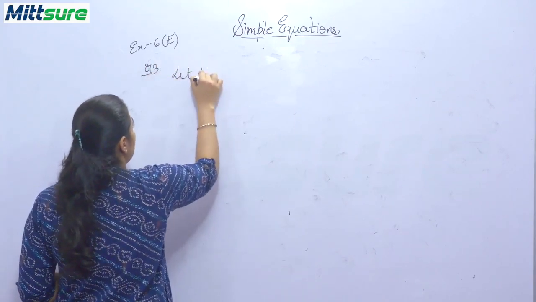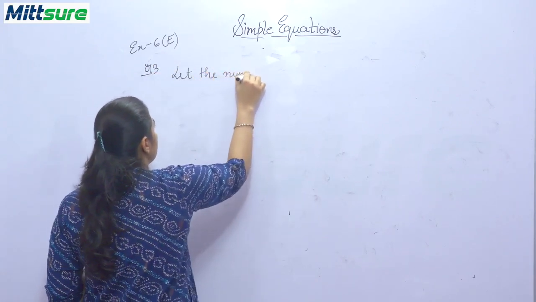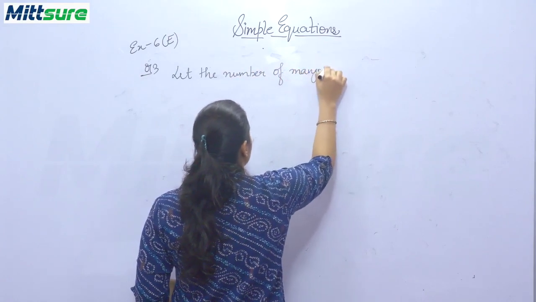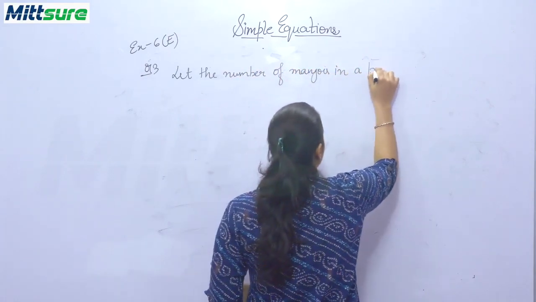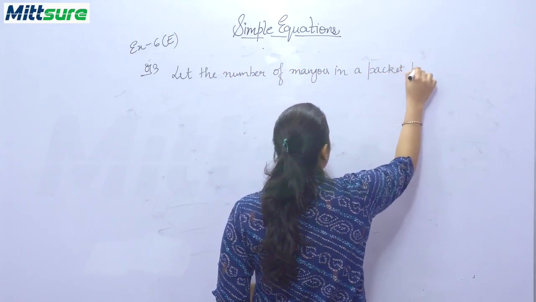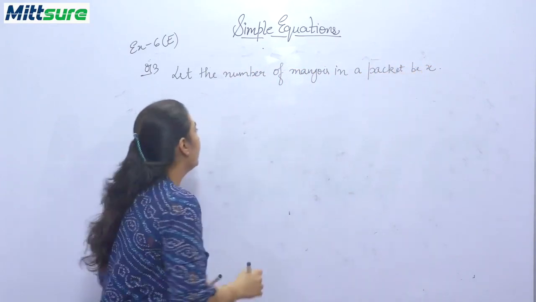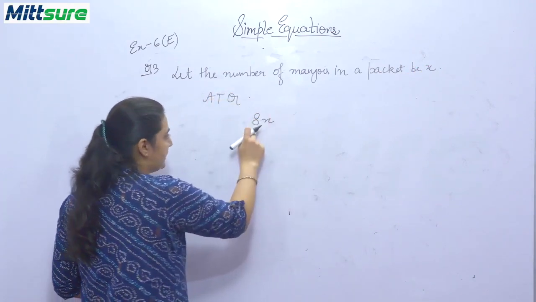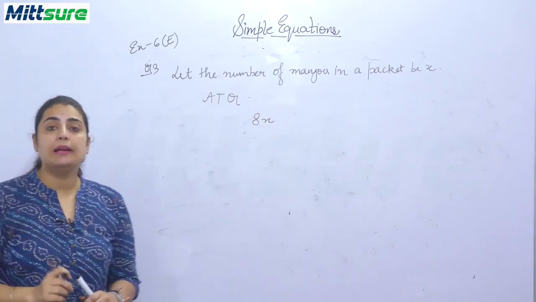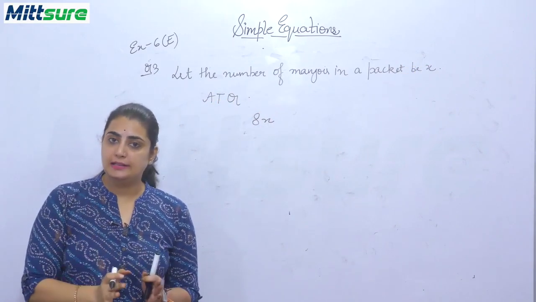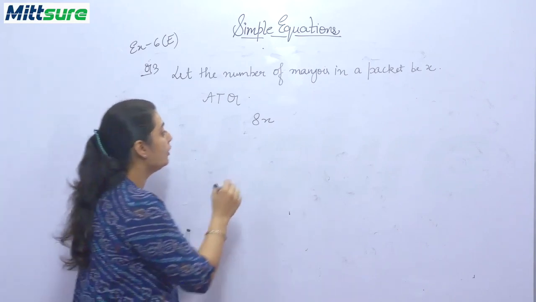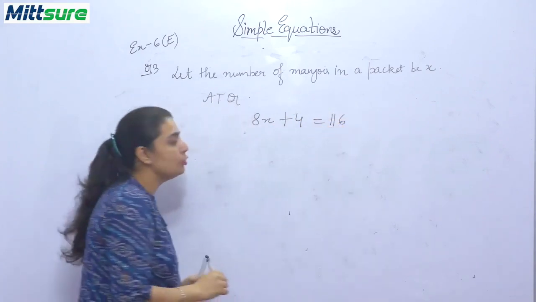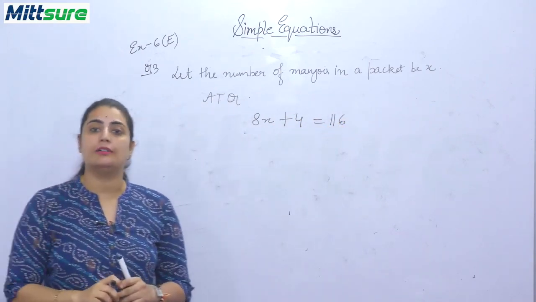So let the number of mangoes in a packet be x. Okay. Now according to the question, we have got 8x, that means 8 packets multiplied by the number of mangoes present in each packet, plus we have got 4 loose mangoes, so plus 4 equals, now the total number of mangoes in the entire box is equal to 116.